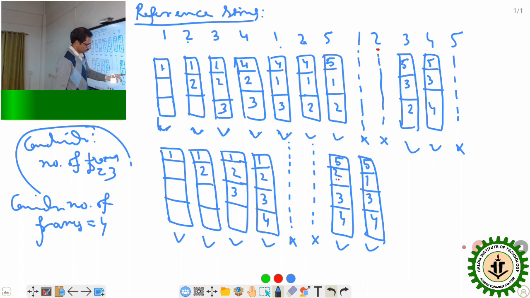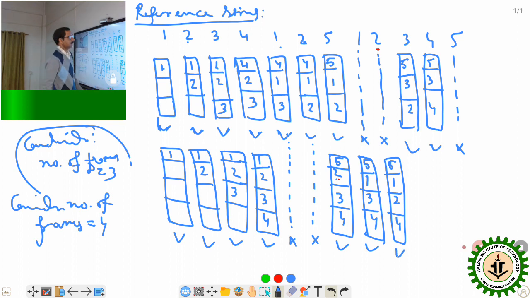Then 2 again does not belong to the frames. So 3 is the oldest one. 3 will be replaced by page number reference 2. So 5, 1, 2, 4. Clear? Now the reference string is 3. See, 5, 1, 2, 4.